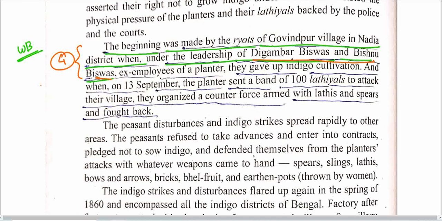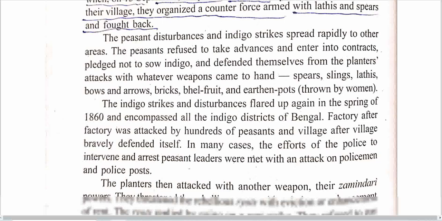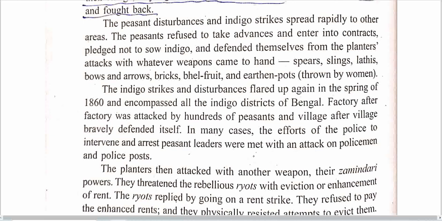Ex-employees of the planter gave up indigo cultivation, and on 3rd September the planters sent a band of 100 lathiyals to attack their village as a counterforce. The peasants armed with lathis and spears fought back. Here you can see, as they are peasants, they were using spears, slings, lathis, bows and arrows, bricks, and earthen pots thrown by the peasants, while the Britishers are using modern weapons.